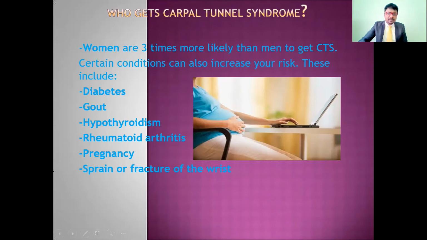Also, in case of any sprain or fracture of the wrist joint, any injury, a fall on an outstretched hand, or sports activities like shot put throws, javelin throw, or discus throw, you may get compression because of the repeated injuries. And also you may get carpal tunnel syndrome.